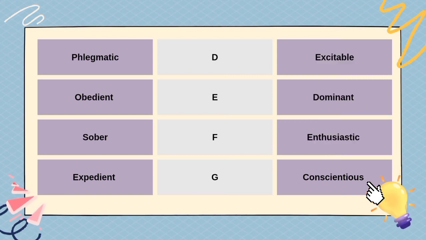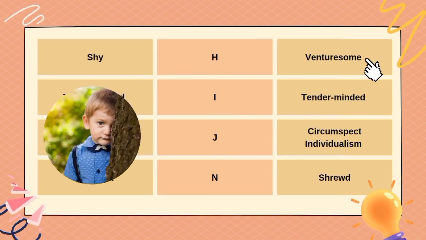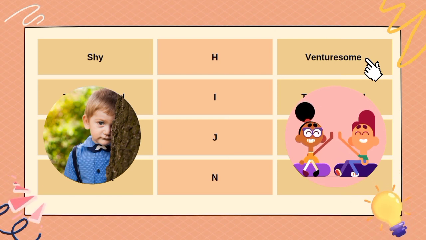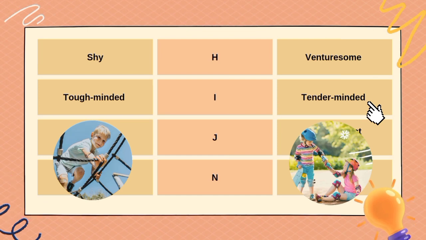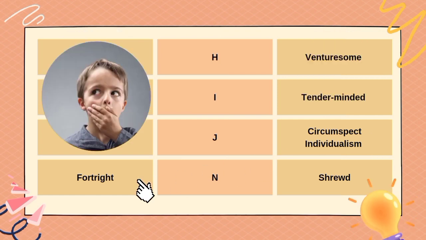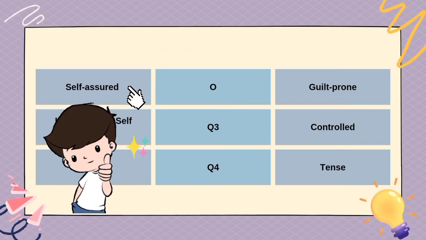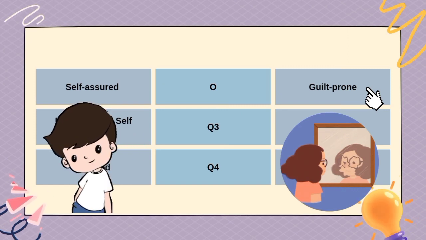While in factor H, we can see that it is between being shy and being venturesome. It is being introverted or being extroverted. Next is being tough-minded or tender-minded, while being distrustful or being internally restrained. Next is being forthright and shrewd. On factor O, it is between being self-assured, if the child is confident, or if a child is troubled, insecure, or we can say guilt-prone.